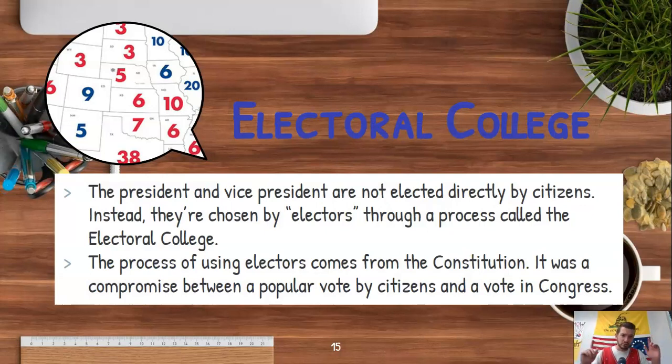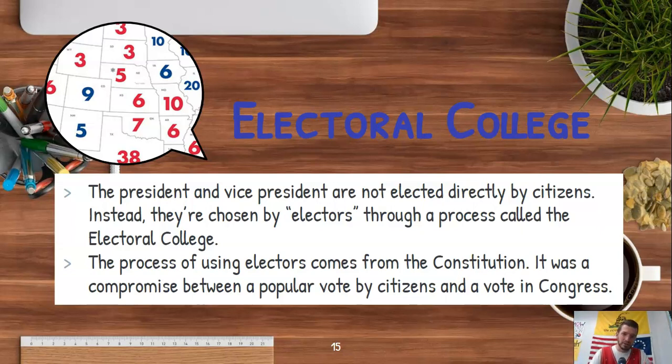Okay, let's get into the Electoral College. Again, the Electoral College is the official way that the president and vice president are elected. The president and VP are not directly elected by the citizens. Instead, the citizens vote for president, and then the electors from each state go through a process called the Electoral College, and they formally select the president. This comes directly from the Constitution. This was a compromise between a popular vote by citizens and a vote in Congress.